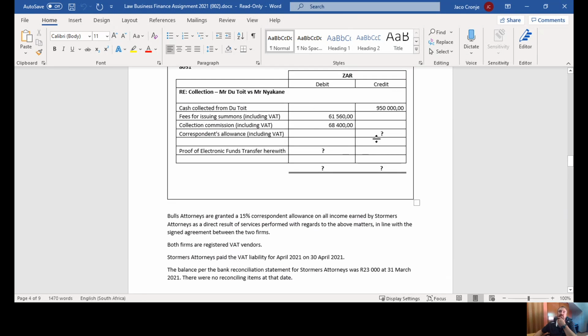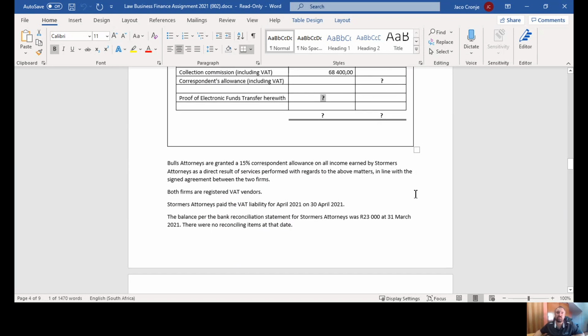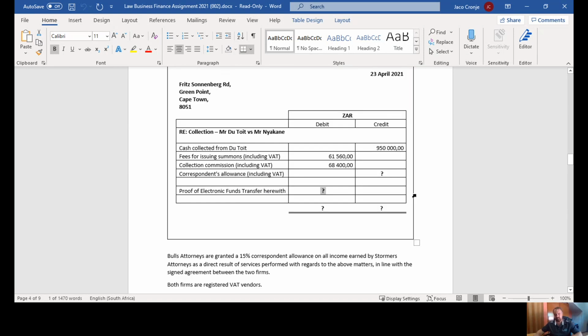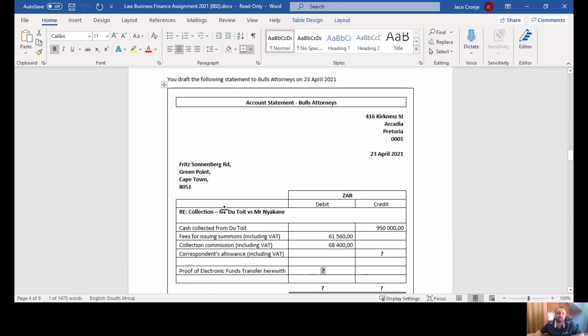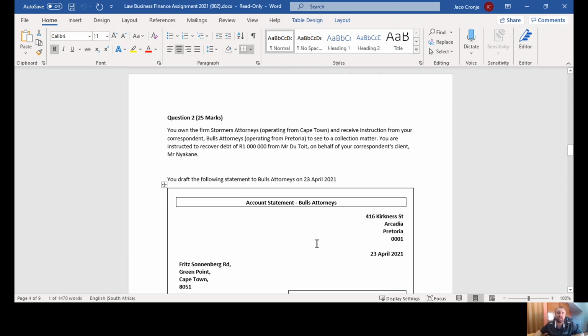This one again, I think the tricky part might be just to calculate those two amounts, but the moment you have those two amounts, the rest of the questions should be relatively simple. As a note, you don't open a ledger for Mr. Du Toit or Mr. Nyakane because they are not your clients. You open only a business and a trust ledger for Bull's attorneys because they are your instructing attorneys. Okay, that's all I have on question 2.